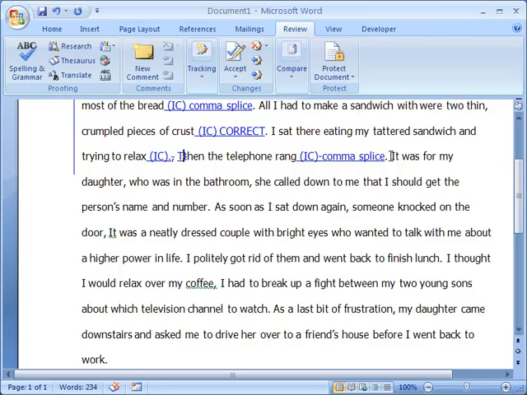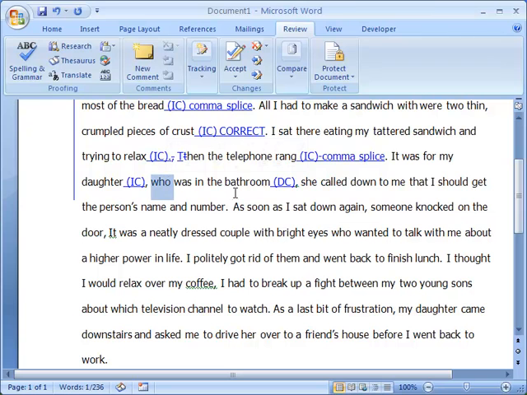If I look at my next sentence, I see I have a few different ideas. It was for my daughter who was in the bathroom. She called down to me that I should get the person's name and number. I have three different ideas here. If I look at the first idea, it was for my daughter, I have an independent clause because the it here is acting as the subject. If I look at the next idea, who was in the bathroom, I see that that is a dependent clause. It begins with the dependent word who, and then is followed by the verb. The last idea, she called down to me that I should get the person's name and number, is an independent clause.